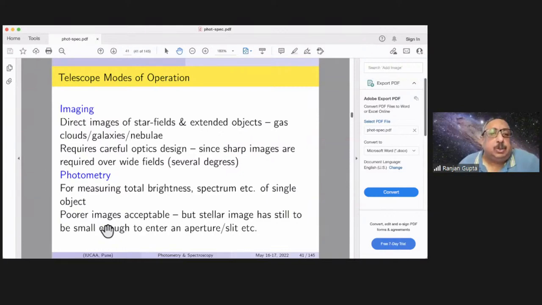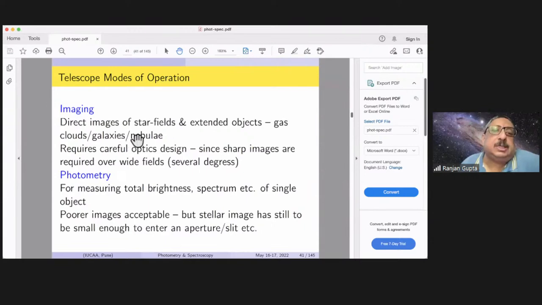Now, telescopes can be used in two different ways. One is taking an image. You take a CCD camera, or you collect all the light into a point and call it photometry, which means you are only interested in the total light and its variations. Why variations? Because 60% of the stars you see at night have variable light due to various reasons. Again, we'll go to that at some point.